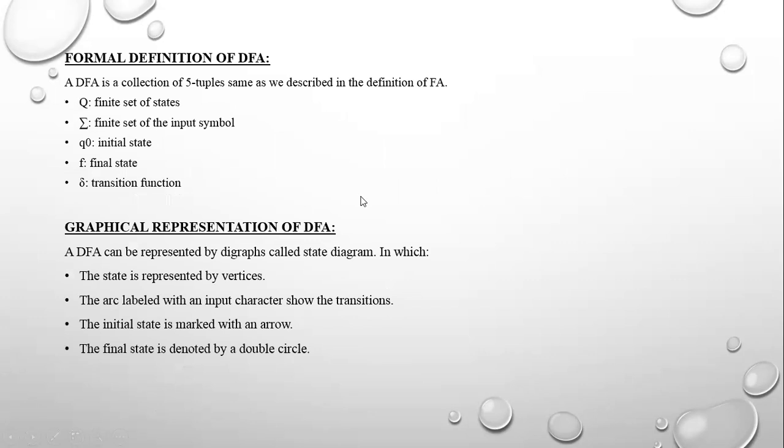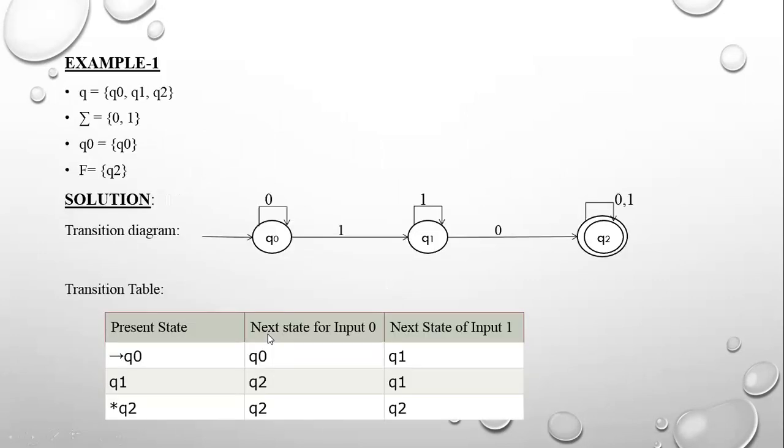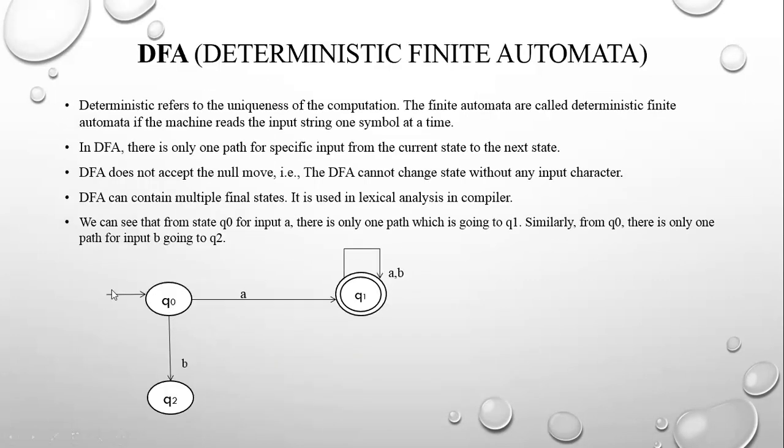Then the graphical representation of the DFA can be represented as directed graphs, called the state diagrams. The states are represented as vertices. The initial state is marked with an arrow. This is called the initial state, which is represented as an arrow mark with a vertex, and the final state is represented as a double circle.